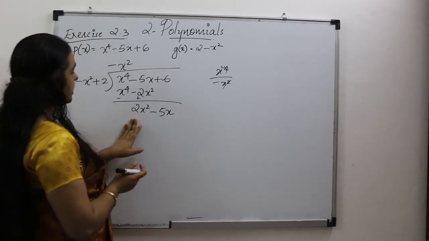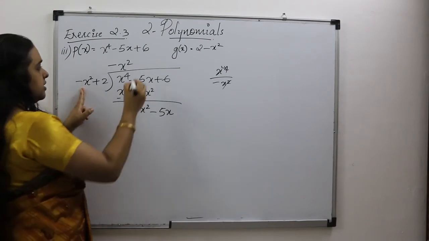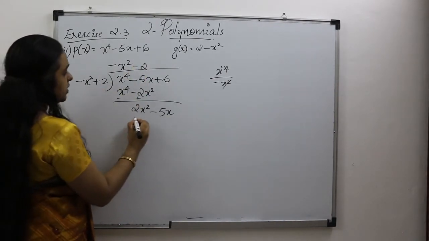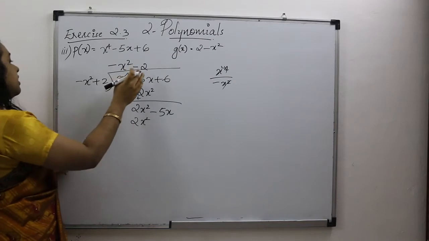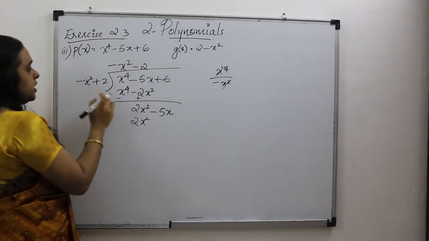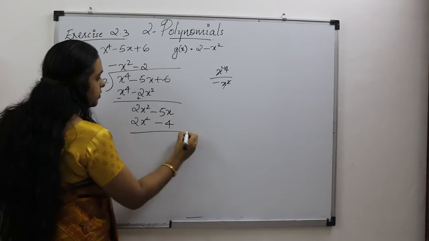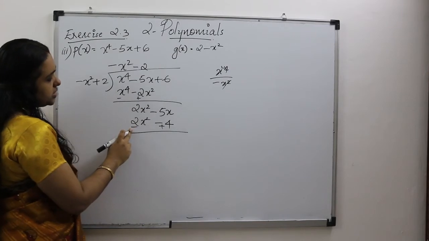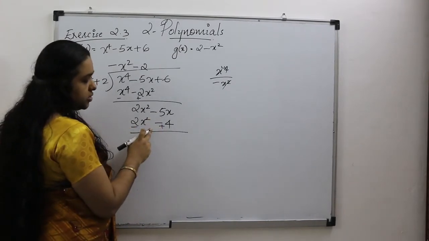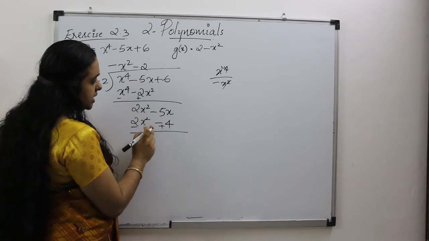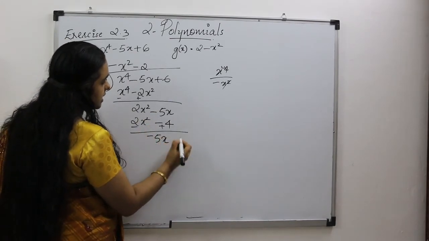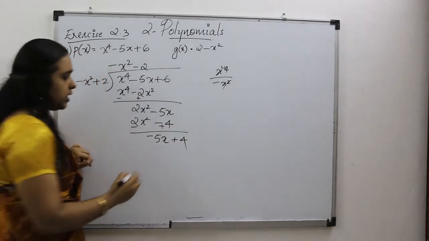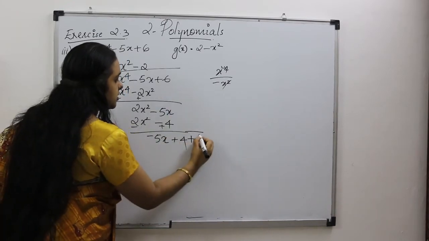Okay. Then 2x square divided by minus x square will become minus 2. Then minus 2 into minus x square is 2x square. Minus 2 into 2 is minus 4. Okay. Again subtraction. 2x square minus 2x square is 0. Minus 5x, there is no x term here, minus 0 is minus 5x. This will be plus 4. Okay. Then we will take the 6 also down.